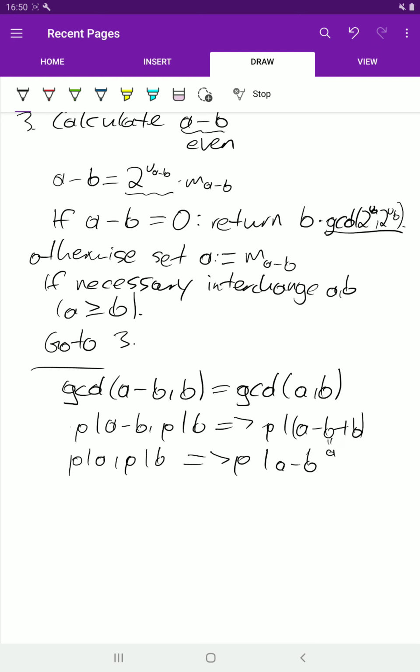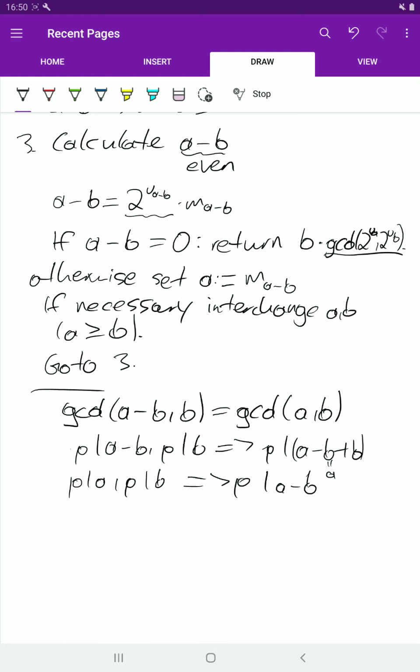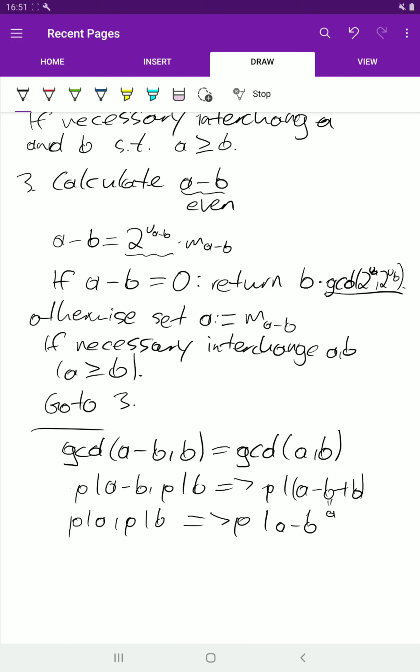Okay, so that's the algorithm. Then also it's quite clear that it terminates, because in any step we make the number a smaller, because we subtract by b, and then we also divide at least by 2, because a minus b is even.